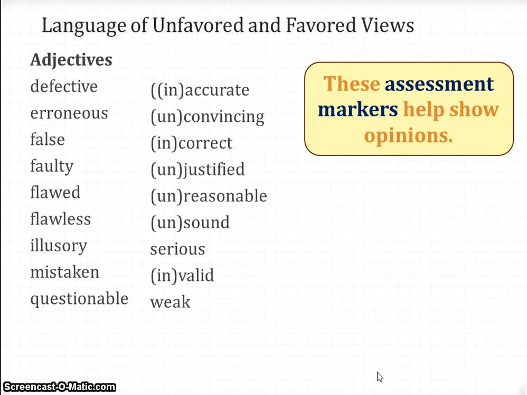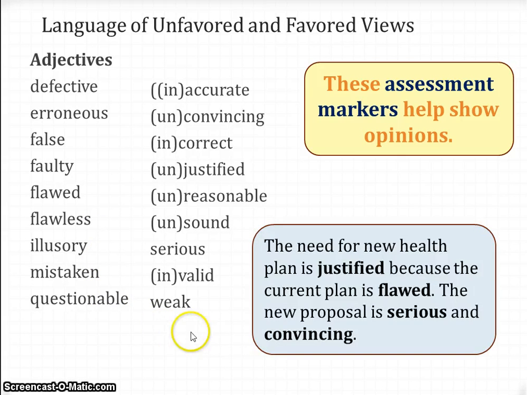And again, we have adjectives. If we say something is defective or erroneous, wrong, or false, or faulty, or flawed, or flawless, meaning it's perfect, or mistaken, or questionable, all of these words show an opinion. The need for the new plan is justified because the current plan is flawed. There's something wrong with it. The new proposal is serious and convincing. So we know what the writer thinks about the new proposal, the new plan. It's serious and it's convincing. That's the writer's opinion.